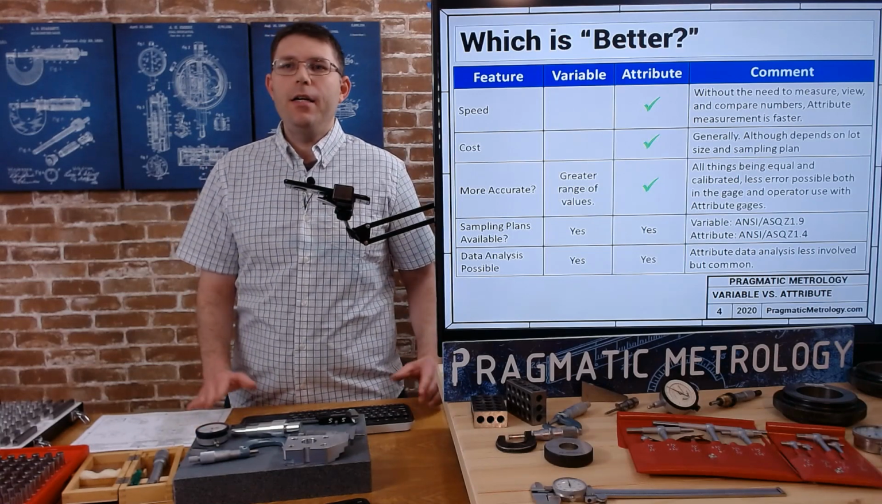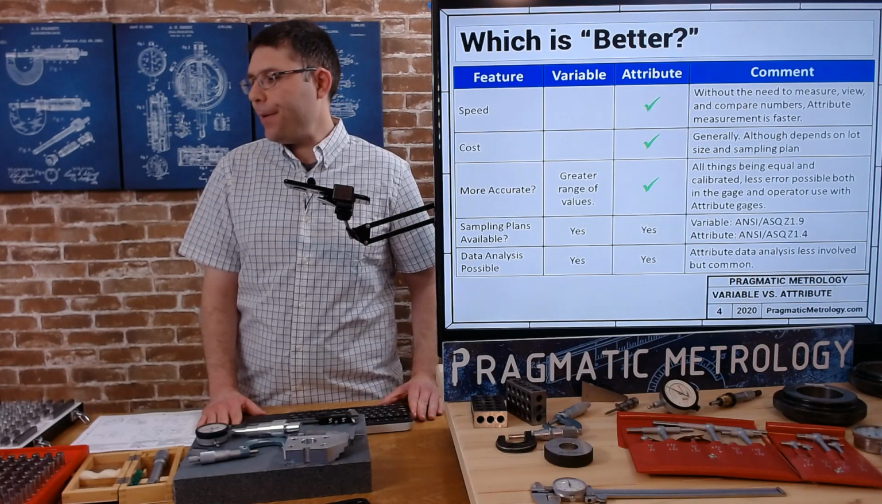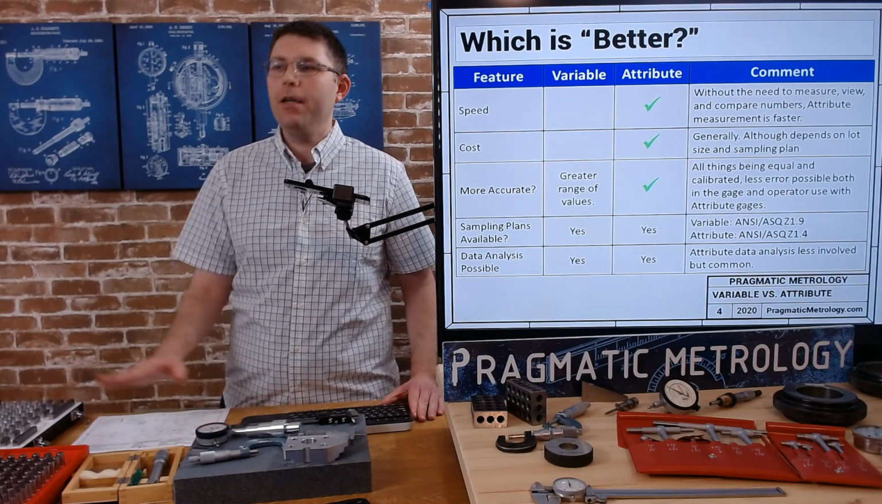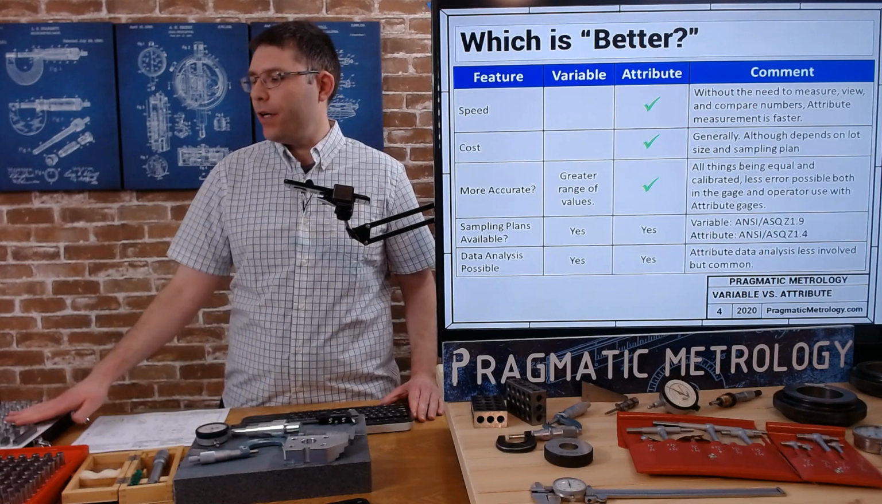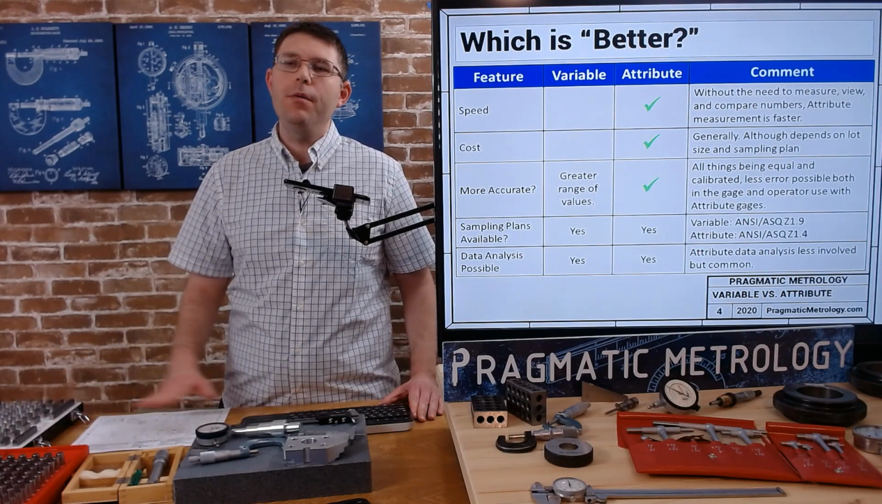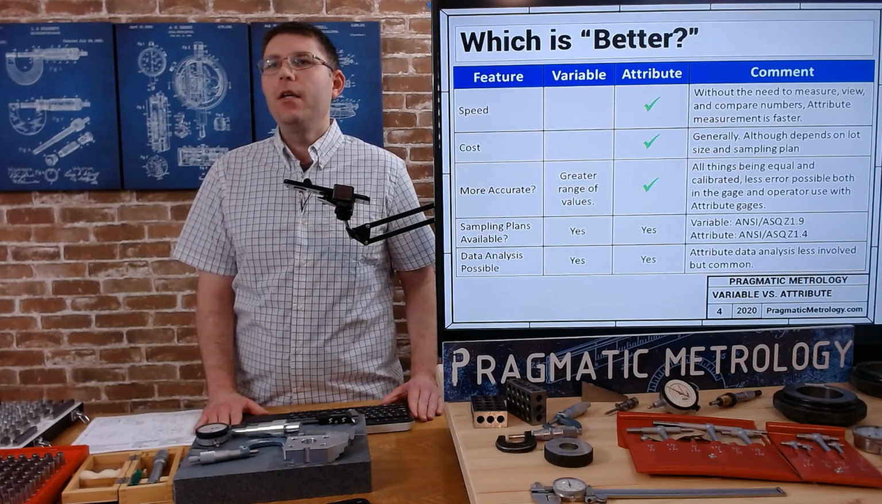As I say, you're going to need both. But I think overall, if you're just looking at a specific feature, if you can do it with a variable go and a no-go, you're probably going to end up spending a little bit less.